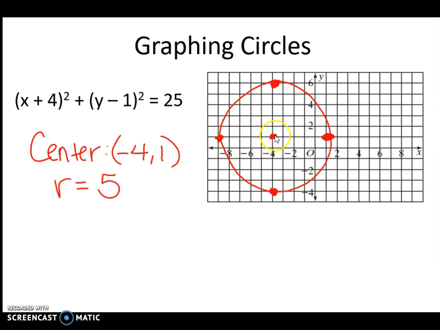That's your radius. From the center, go up 5: 1, 2, 3, 4, 5. That's the radius. And 5 down. And then try to connect and draw a circle like that. It doesn't have to be perfect, but draw a circle like that. So the center is negative 4, 1. The radius is 5. Use that to draw a circle.